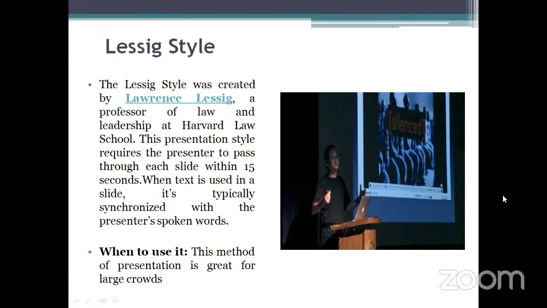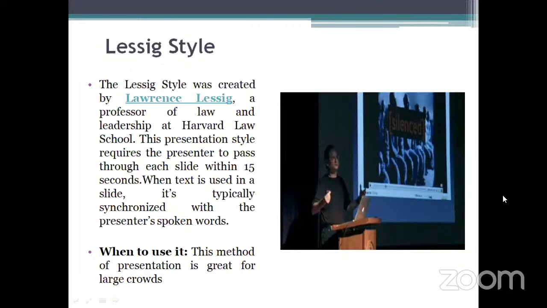So this will allow the speaker to use a balance of text and image to convey the message. This will go at a very rapid speed, and the rhythm of the slide progression keeps the audience a little more focused, engaged, and also less likely to sleep. This is one of the most interesting styles, devised by Lessig.